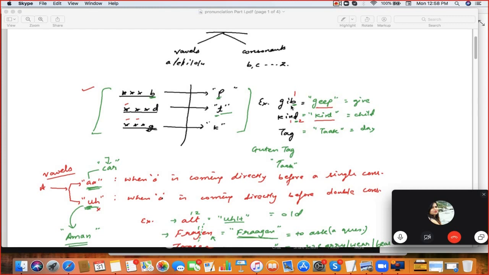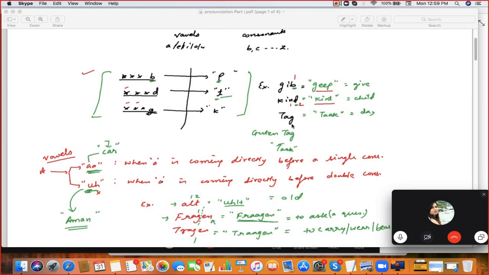How will you speak? Gip. Okay. Then K-I-N-D. Speak next. Kint. Then speak next. T-A-G. Tak. Okay. Gip, Kint and Tak. Got it? So you can see Gib means give, Kind means child and Tag means day. So there is one very common greeting, Guten Tag. So you will not call it as Tag. You will say Tak, Guten Tag.